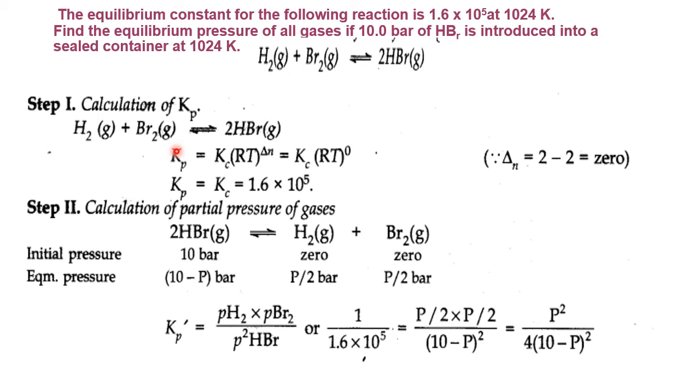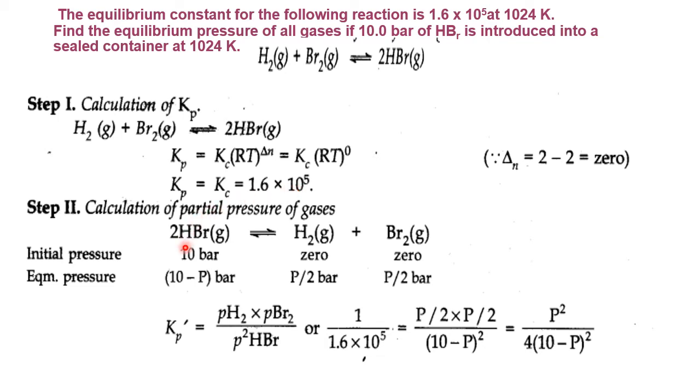So Kp equal to what? Kp equal to Kc into (RT) to the power delta n. So Kp equal to Kc into (RT) to the power 0. Why 0? 2 moles to 2 moles, so it is 0. So Kp becomes Kc into anything to the power 0, which is 1. So Kp is equal to Kc here. How much is Kc? Kc equal to 1.6 into 10 to the power 5. Same value you will get for Kp also. So Kp equal to 1.6 into 10 to the power 5.